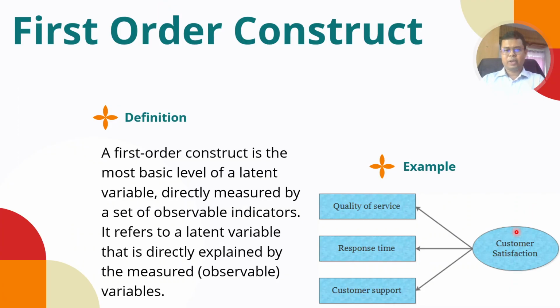Okay, to understand more what the first order construct is, for example this one, a first order construct is the most basic level of latent variable. For example, we learned the reflective model, right? So first order construct is basically the same. It is directly measured by a set of observed indicators, like reflective models. It refers to a latent variable that is directly explained by the measured indicators. For example, customer satisfaction directly measured by the quality of service, response time, and customer support, right? So this is the first order construct.